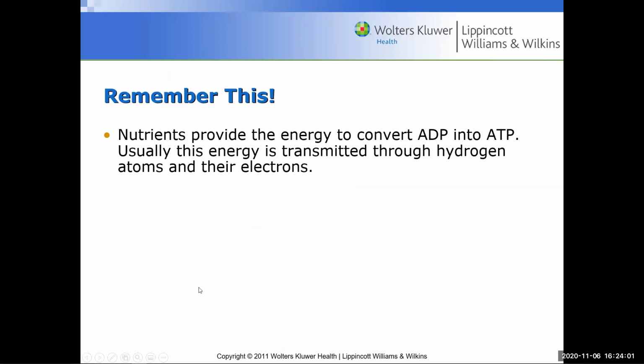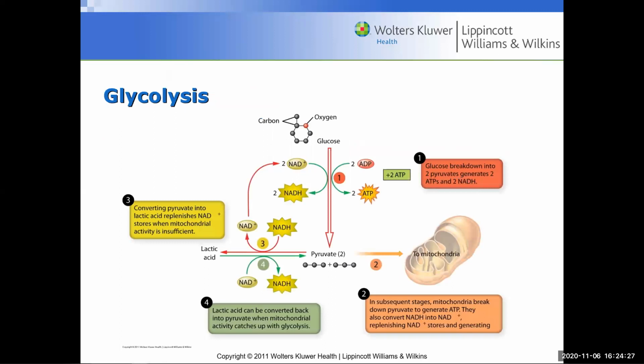All right, so very important to remember: nutrients provide the energy to convert ADP into ATP, which is why we eat. We eat food to really get those energy-rich bonds, which are then transferred to ADP, adenosine diphosphate, to give the energy-rich bonds associated with adenosine triphosphate. This energy is transmitted through hydrogen atoms and their electrons. Let's see a little more detail on that.